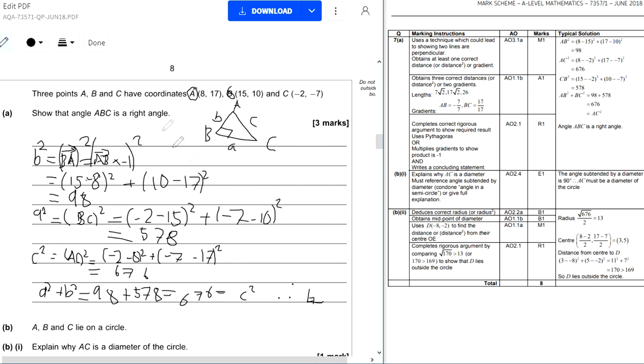Now, that's not the only way you can do that. Maybe if you did the gradients and then showed that multiplying the gradients would give you -1, because gradients at a right angle are the negative reciprocal, so if you times them you get -1. Another way, if you do further maths, could be using the dot product to show that it would be 0, but generally this is probably the solution you're looking for.